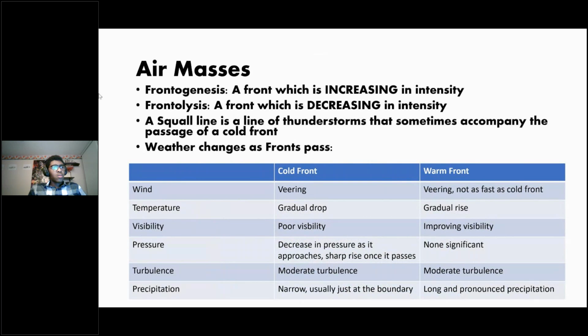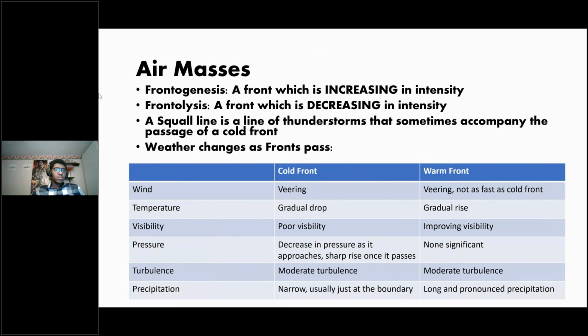A squall line is a line of thunderstorms that sometimes accompanies the passage of a cold front, right? And remember, because cold fronts tend to be a lot more unstable, you have a lot of air that's rising, which is a big requirement for thunderstorms to form. You need a lot of air and a lot of moisture rising in the atmosphere very quickly to form those strong thunderstorms.